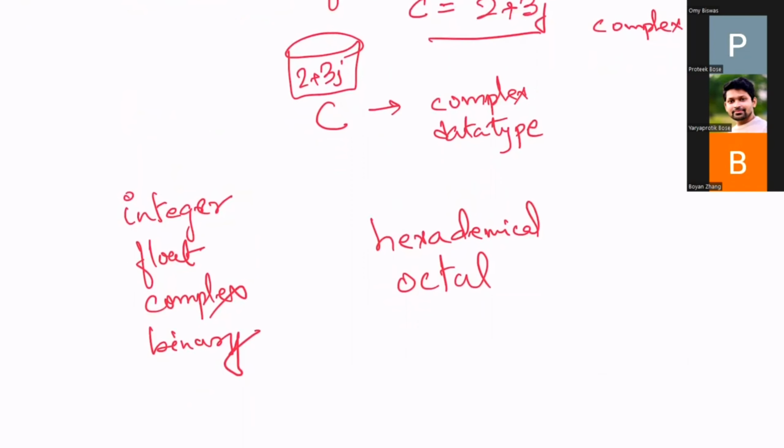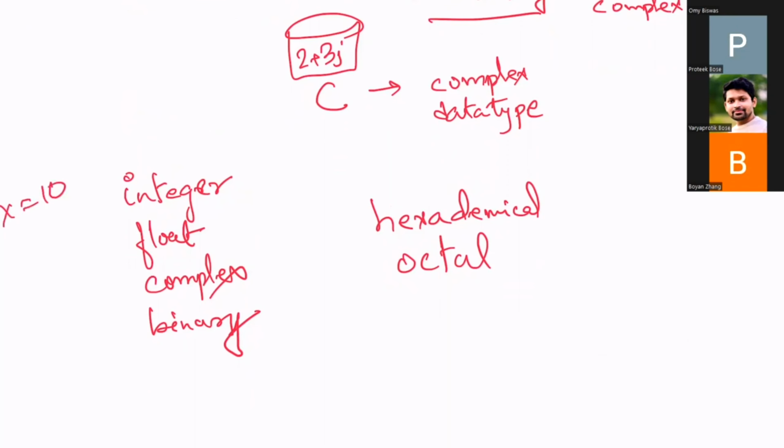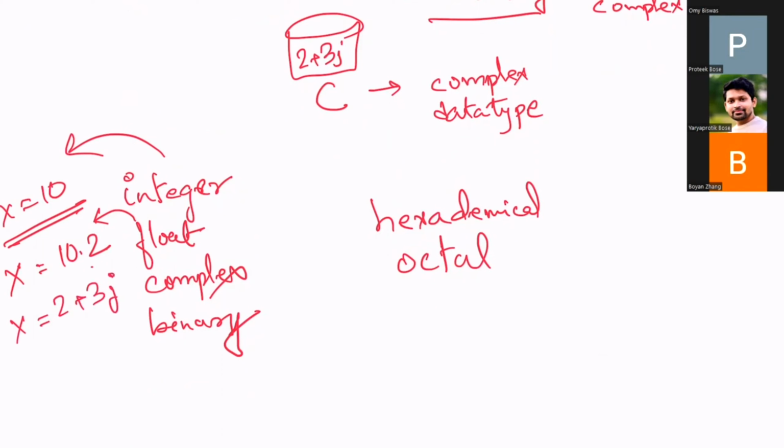How will you know which data type is which, based on the code? If you see somebody writing x equal to 10, that means it is an integer. If somebody is writing x equal to 10.2, then it is a float because it has a decimal part. If it has 2 plus 3j, it is obviously a complex number because j is there. For binary, we write x equal to 0b1011. That represents binary, and obviously binary has combinations of zeros and ones.